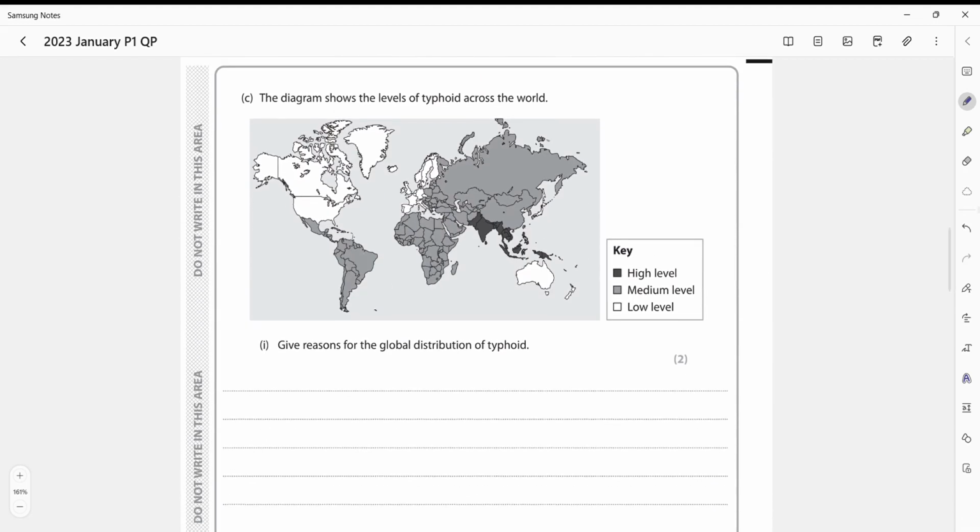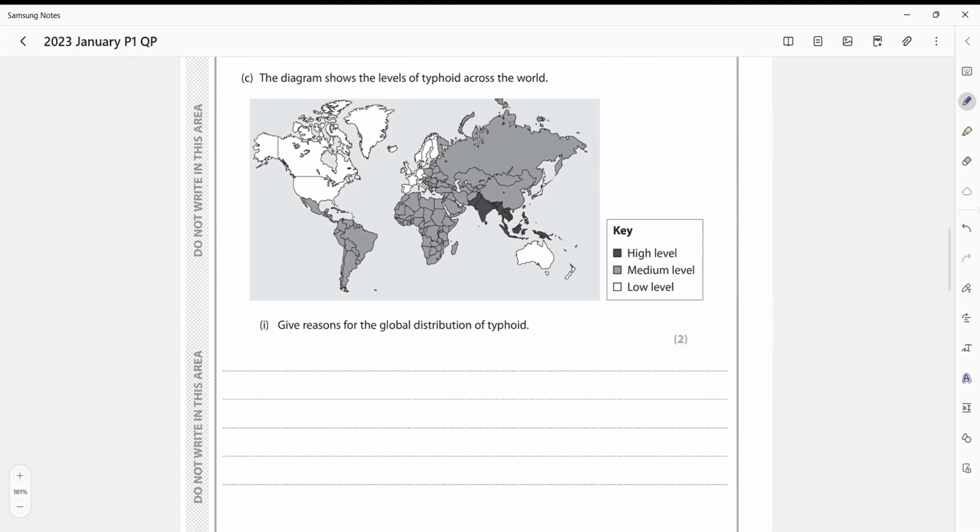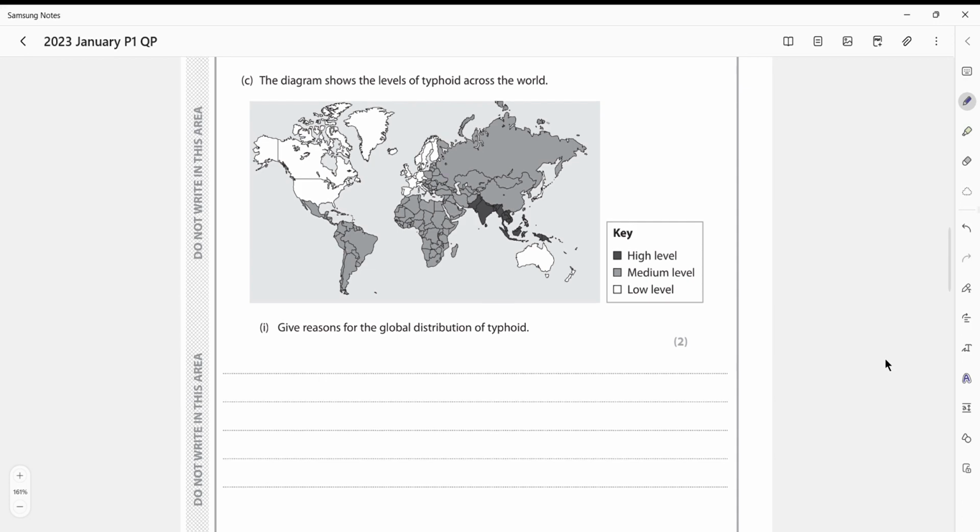Okay, let's move on to part C. The diagram shows the levels of typhoid across the world. Give reasons for the global distribution of typhoid. So there are 2 ways in which typhoid can spread throughout the human population. One of them is through houseflies, and the other one is quite similar to cholera. So you would have a person that would be infected with typhoid and their feces would contain the salmonella bacteria, and that could get into the water. And then if you don't have proper sewage treatment, people might drink the contaminated water or cook with the contaminated water.